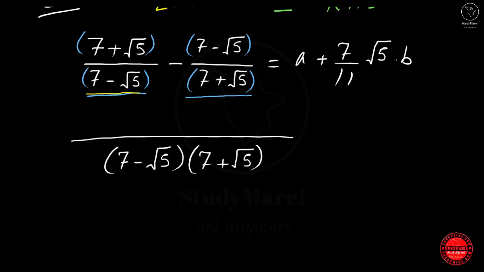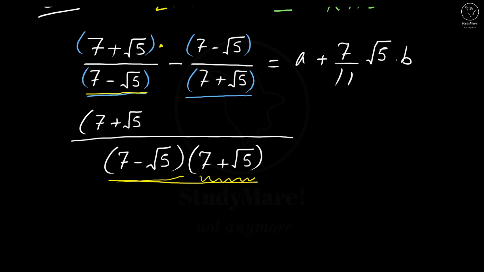So now what do we do? We take this term and divide this with 7 minus root 5. 7 minus root 5 is already there, so the quotient will be left as 7 plus root 5. This 7 plus root 5 will be multiplied over here. We already have 7 plus root 5, that means 7 plus root 5 into 7 plus root 5. So we can put a square here. Then we have a minus sign.